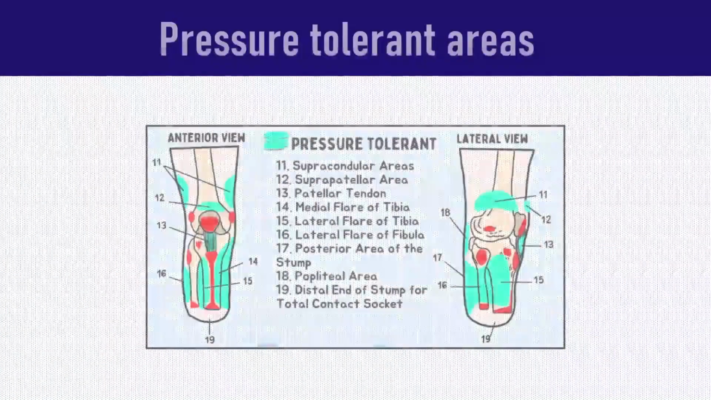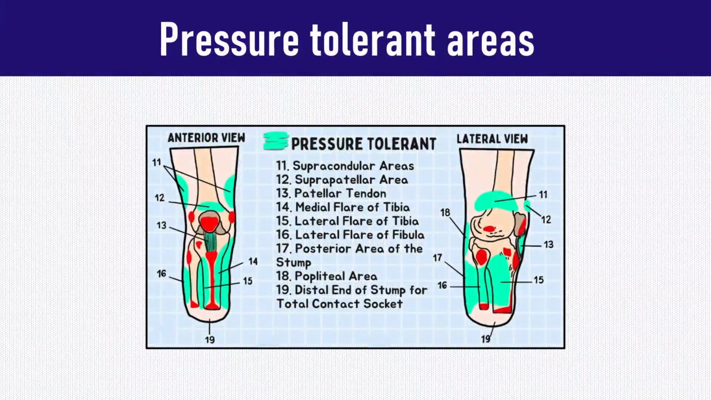And the pressure tolerant areas are supracondylar areas, suprapatellar areas, patellar tendon, medial flare of tibia, lateral flare of tibia, lateral flare of fibula, posterior area of the stump, popliteal area, distal end of stump for total contact socket. So we can give much pressure in these areas.